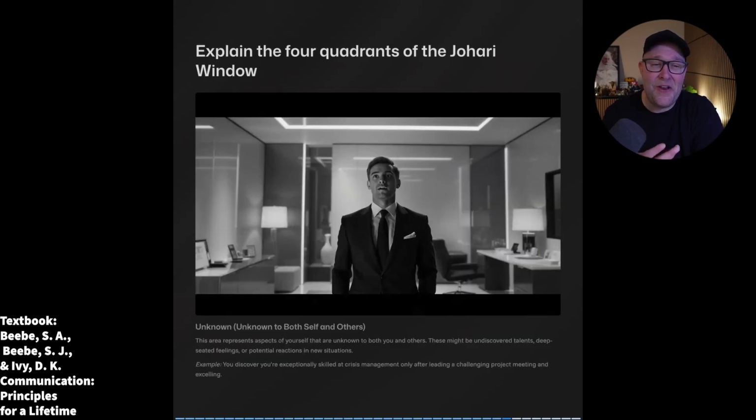And finally, unknown. This is what's unknown to both self and others. This area represents aspects of yourself that are unknown to both you and others. These might be undiscovered talents, deep-seated feelings, or personal reactions to new situations. For example, you discover you're exceptionally skilled at crisis management only after leading a challenging project meeting and excelling.